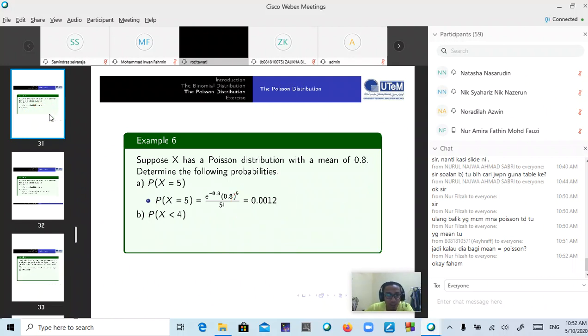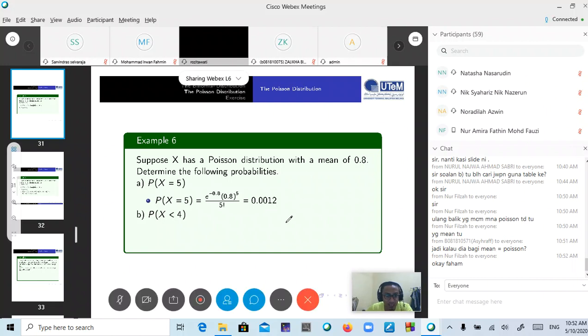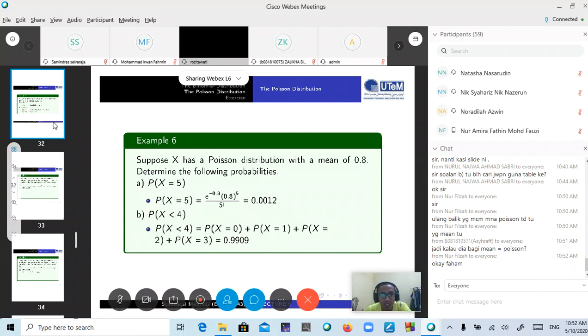Okay, so this one also same thing. Just straightforward je. X less than 4, maksudnya awak kena cari for X equal to 0, 1, 2, 3. Okay, sebab dia nak X less than 4. So, you kena cari 0, 1, 2, 3 and then masuk dalam formula, tambah semua sekali tu, you can get the value of probability X less than 4. So, your answer is 0.9909.